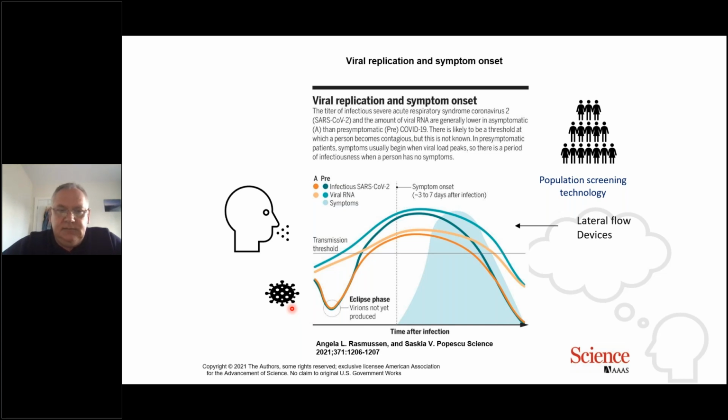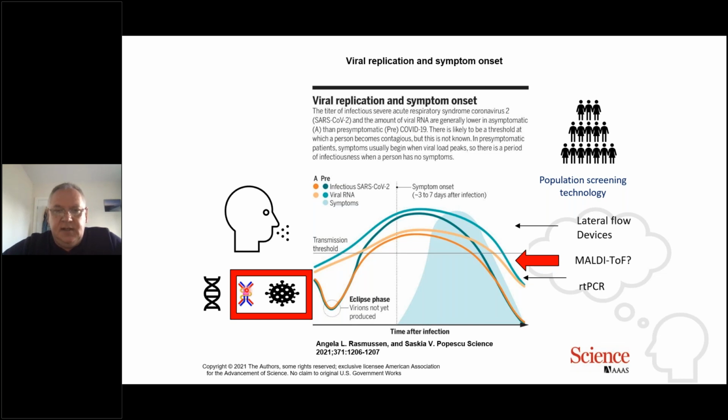Now, you can look for viral antigens via the lateral flow device, but the sensitivity is probably too low. It's above the transmission threshold. RT-PCR is fantastic because it's way below the transmission threshold, and you're looking for the genetic information, the DNA signature of that virus. What we're proposing is to look for the antigen and an immunological response, i.e. the IgA elevation occurring within the sample. And we think this is where MALDI-TOF will sit in terms of being able to detect symptomless, asymptomatic spread of pandemic viruses.